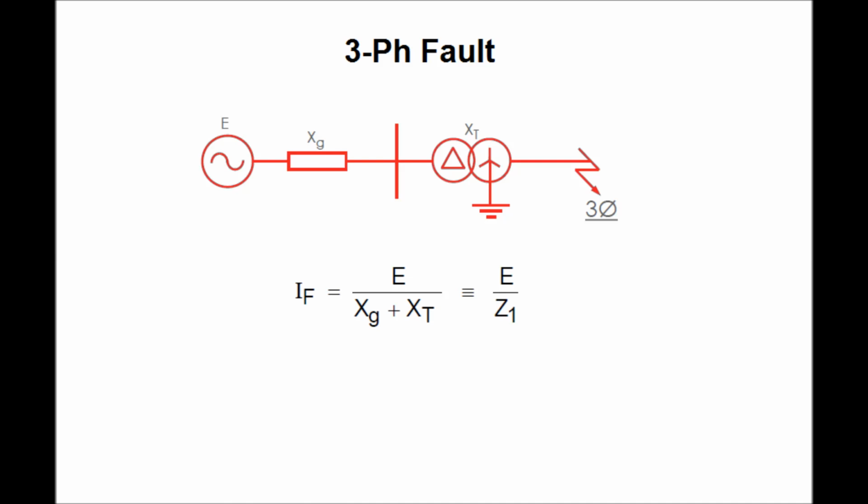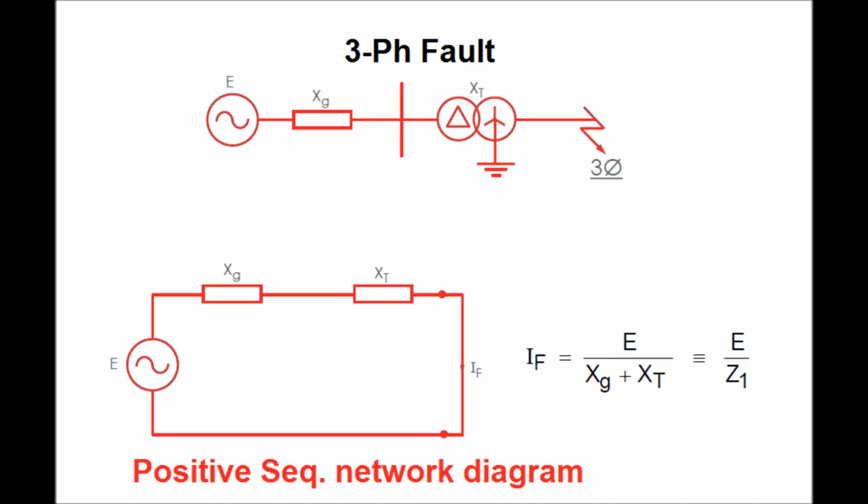In this case the fault current consists of only the positive sequence component of the current since it is a symmetrical fault. So IF will be equal to voltage divided by Z1. Z1 is the sum of all positive sequence impedance or reactance. So it will consist of generator positive sequence impedance and transformer positive sequence impedance. So Z1 is equal to Xg plus Xt. The positive sequence component diagram has been shown in this figure, where E is the source voltage and Xg and Xt are the positive sequence reactances of the generator and transformer respectively. And fault current IF is equal to E divided by Xg plus Xt.